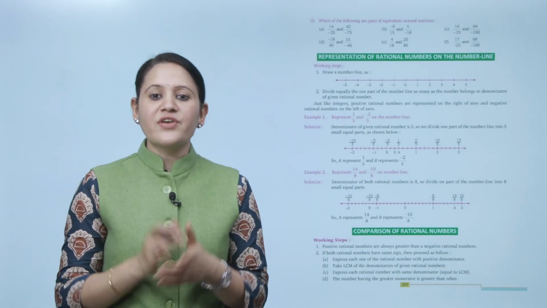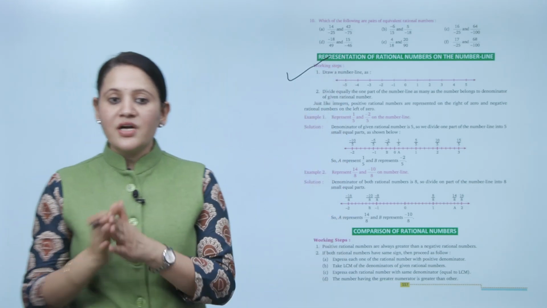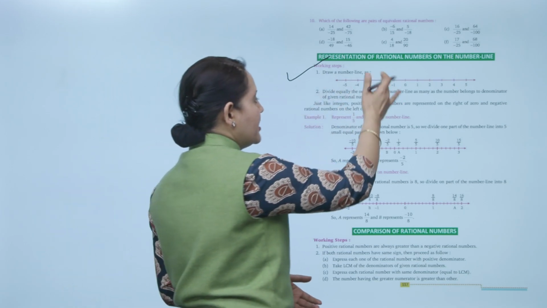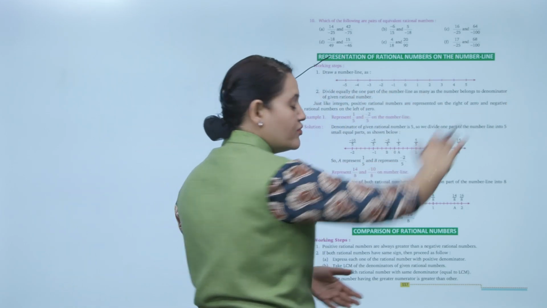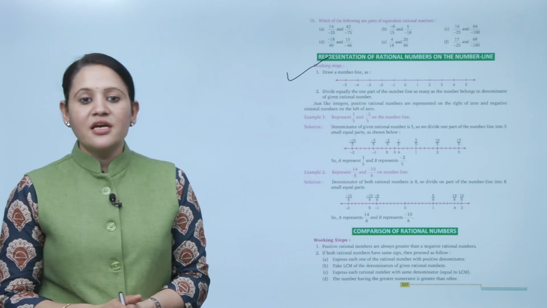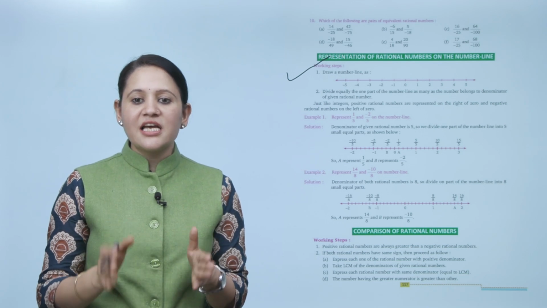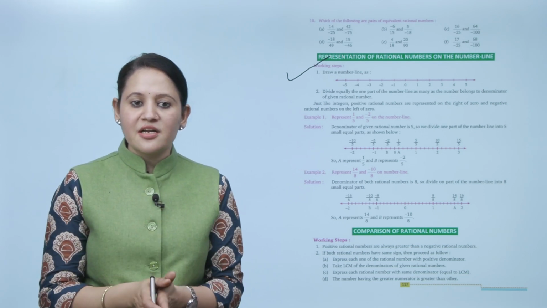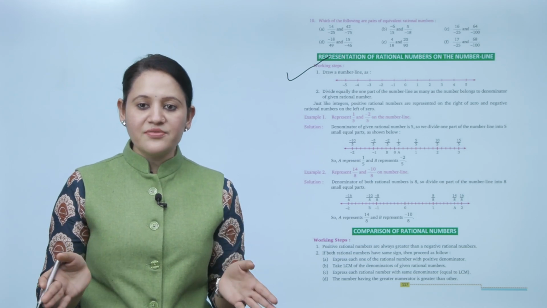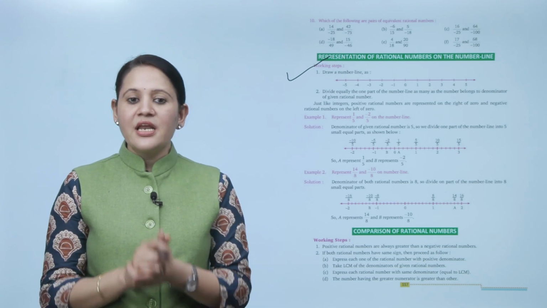Next is presentation of rational number on the number line. Working step: draw a number line. So first we'll draw a number line, 0. As we move to the right, all the positive numbers. As we move to the left, all the negative numbers. Divide equally the one part of the number line as many as number belong to the denominator of the given rational number. Just like integers, positive rational numbers are represented on the right of 0 and negative rational numbers are represented on the left of 0. Now we'll take an example.